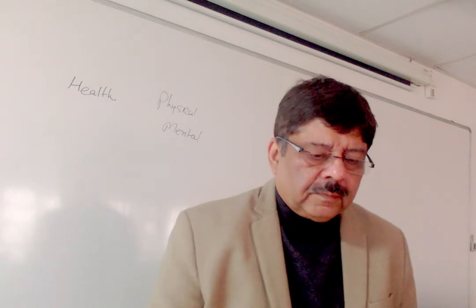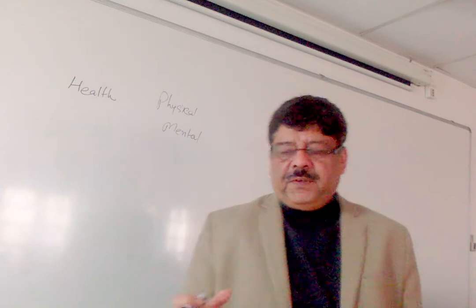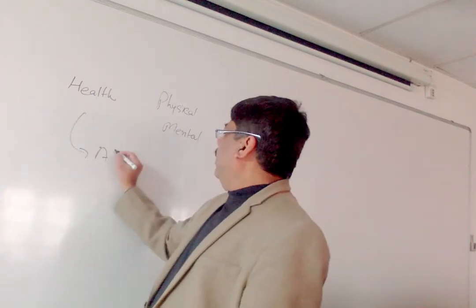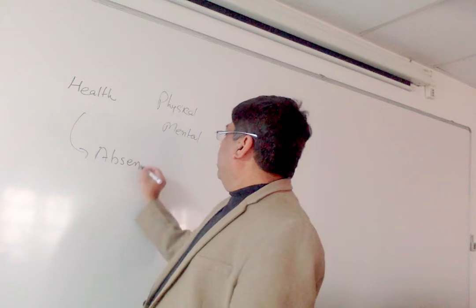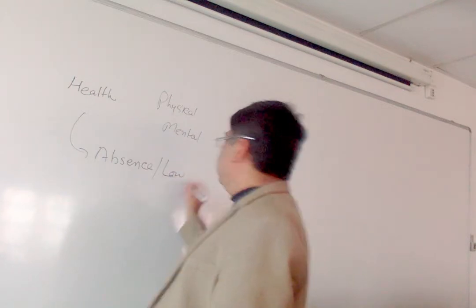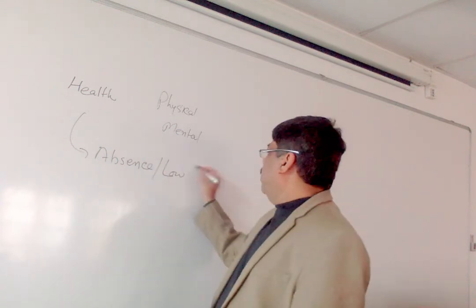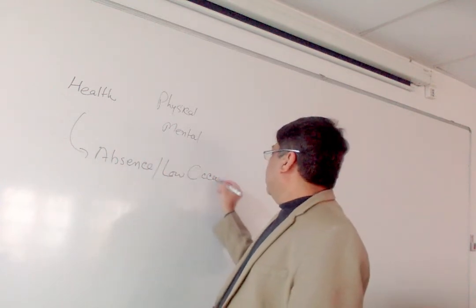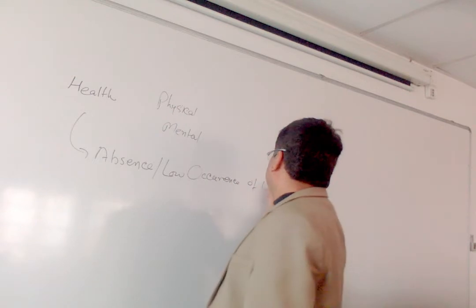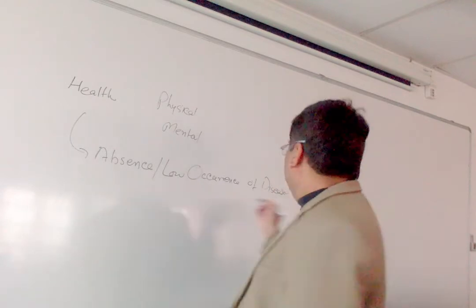Physical health, sir, would be absence of disease. Yes. Absence of disease or low occurrence of disease. Total absence is not possible. So low occurrence of diseases, chronic diseases. So that is being healthy.